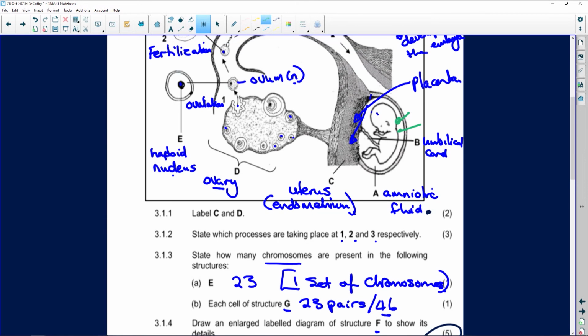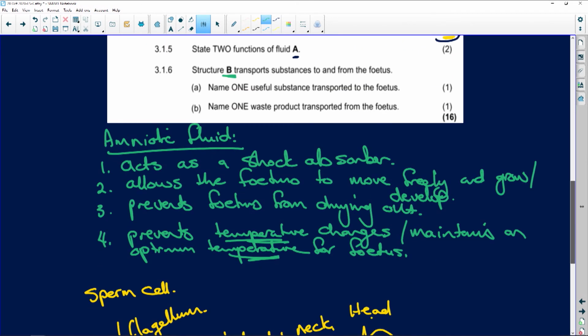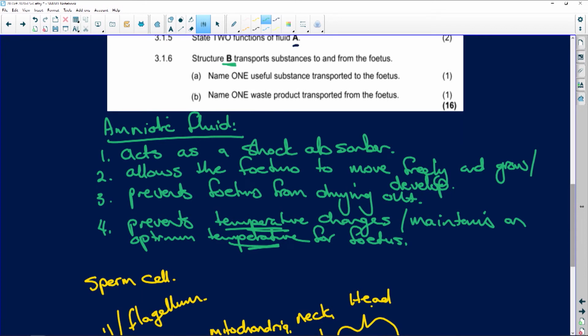I can only think that it is the umbilical cord. Okay, now, name one useful substance transported to the fetus. So one useful substance, come on, people, I mean, really, oxygen and nutrients. And of those nutrients, you can say glucose, you can say amino acids, vitamins, minerals, and so on. But the oxygen is probably the most important thing. And then nutrients. If it doesn't have nutrients, it can't grow.